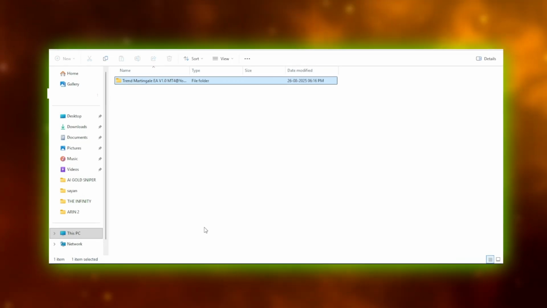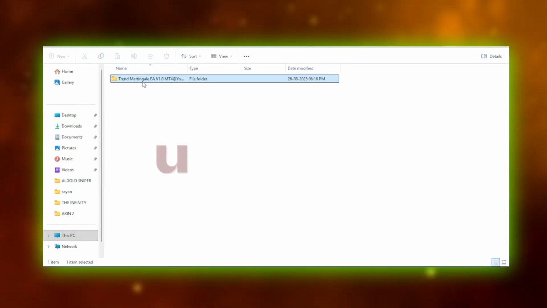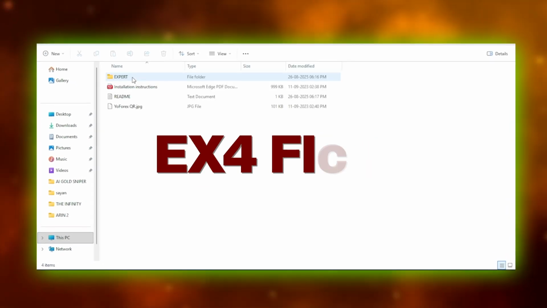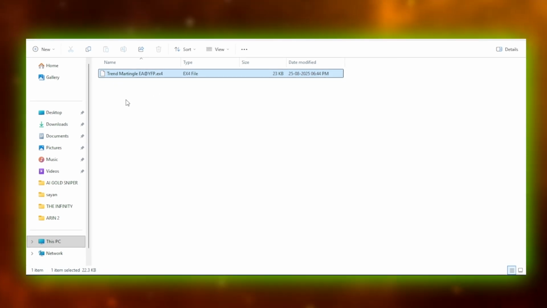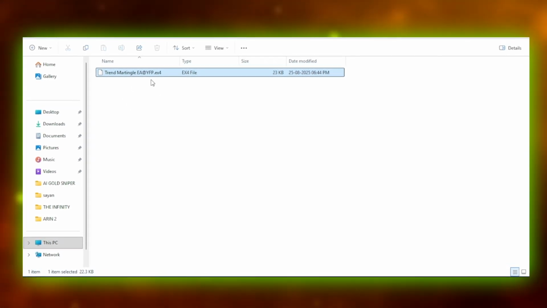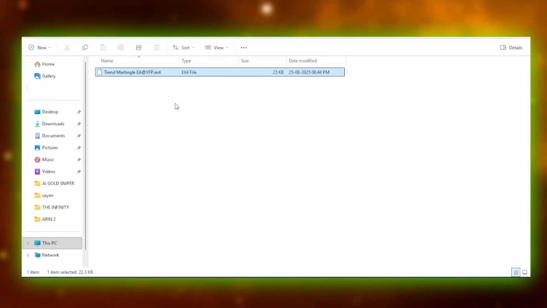After downloading the package, open the folder and you'll find the main EX4 file along with the installation guide. Just copy the file into your MetaTrader 4 Experts folder, restart the platform, and attach the EA to your chart.